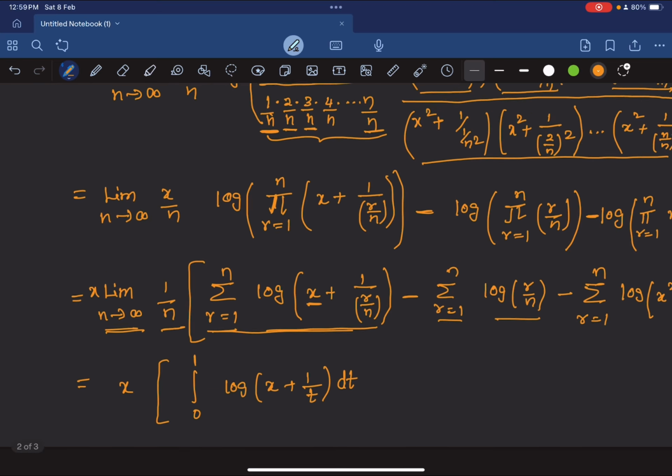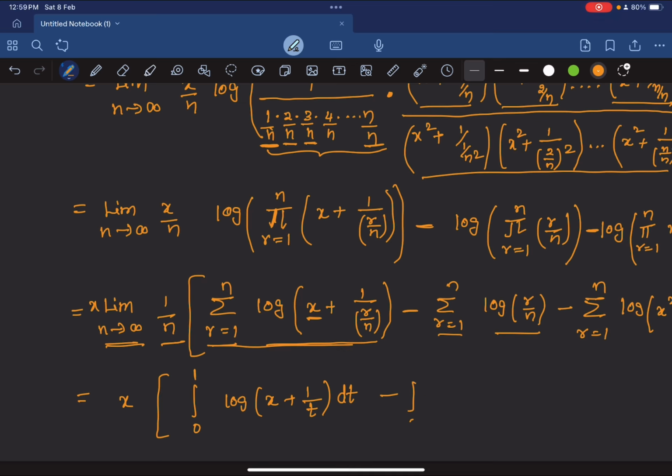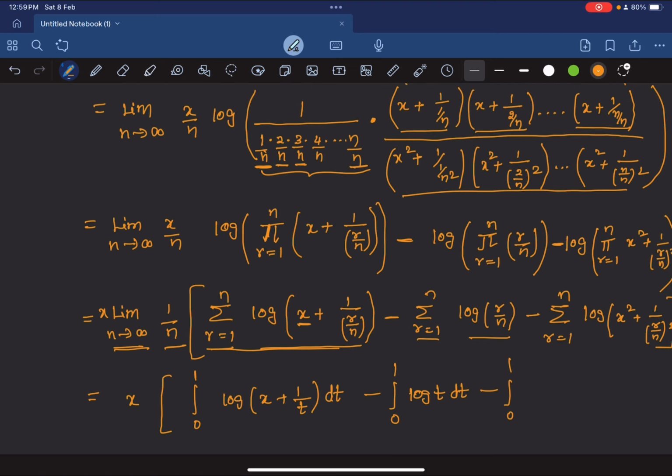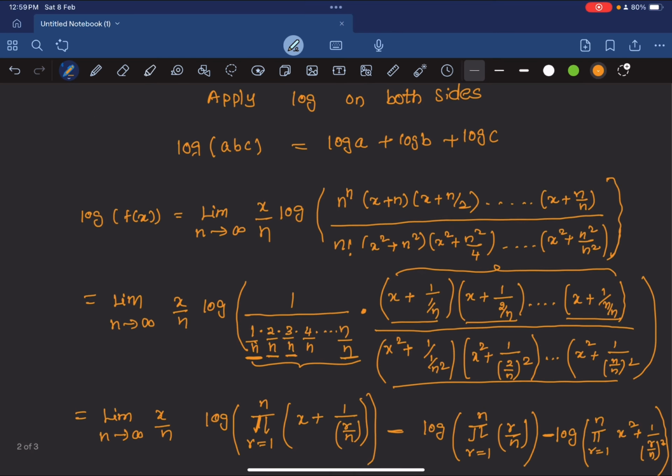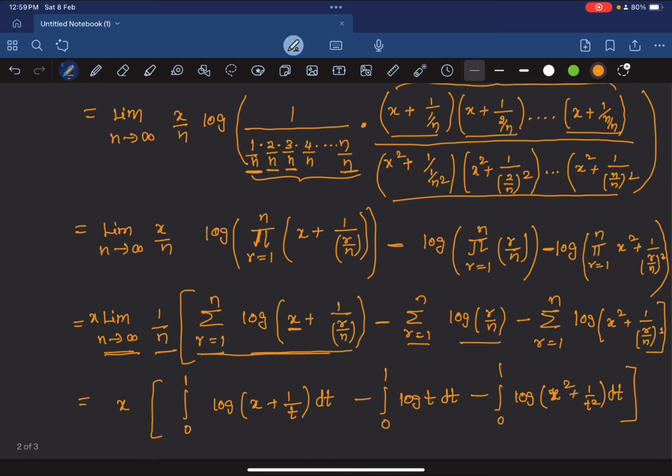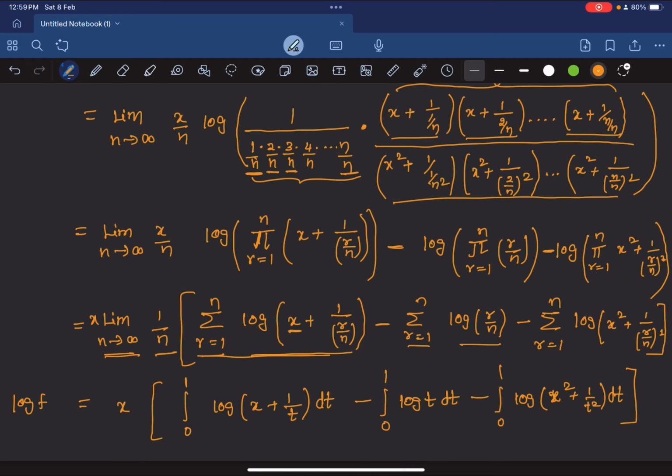Alright. Minus integral 0 to 1 log t dt, minus integral 0 to 1 log of x square plus 1 upon t square dt. This is log of f of x.